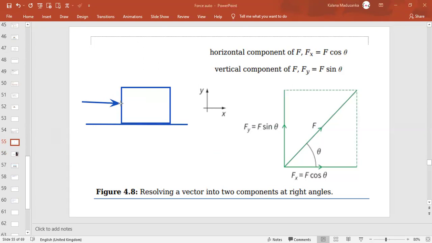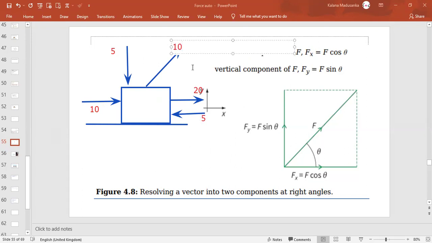let's say this force is 20 newtons, and here's another one, here's another one, there's another one. This has 5, this is 10, this is 20, this is another 5, and here we will take as 10 newtons.